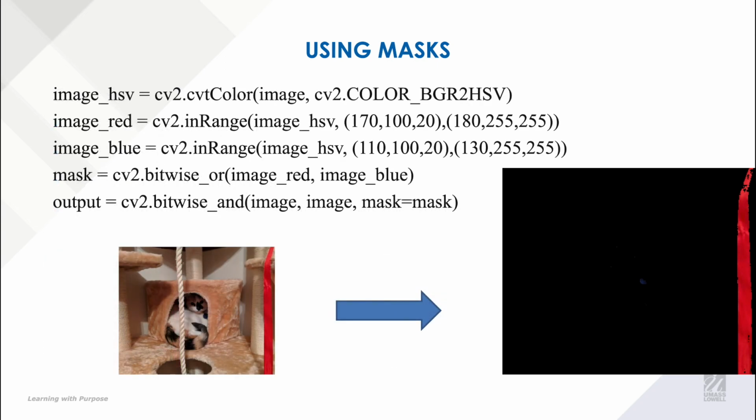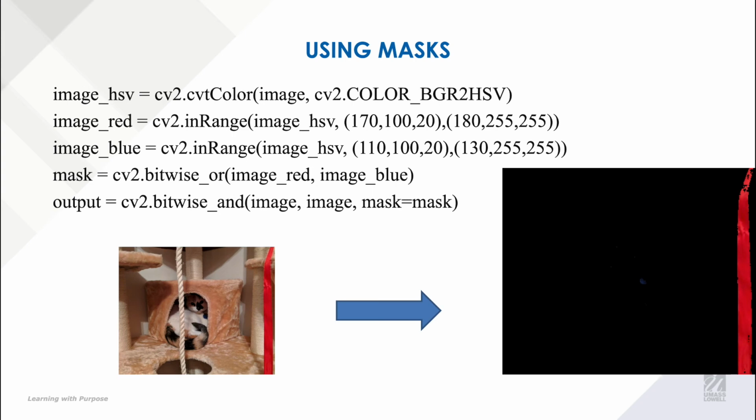And here's the OpenCV code that generates all of that so you can use it later on when you're doing your homework assignments. So first we convert our color image from BGR to HSV. And then we do the InRange function for red, which again I found that the hue values 170 to 180 were pretty good for this type of red. They may vary just a little bit.